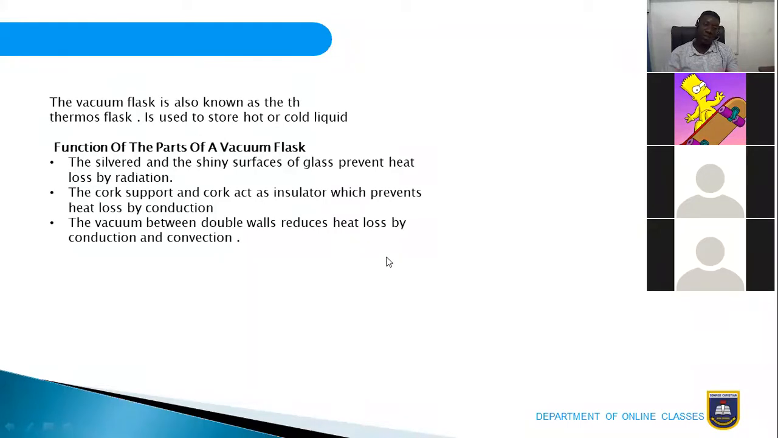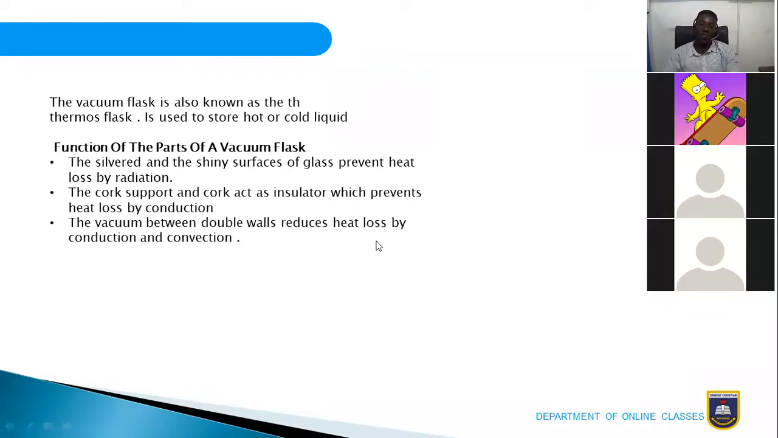Okay, so since cork is a poor conductor of heat, or an insulator, we use it so that it separates the inner wall from the outer wall. So to prevent heat transfer from the inner to the outer part of the vacuum flask. And the third one we have over there is the vacuum between the double walls, which reduces heat loss by conduction and convection. We said conduction takes place when there is a material medium, as well as convection. I made mention of that. But in conduction, the material does not move as a whole, while in convection, there is a movement of the materials, right?